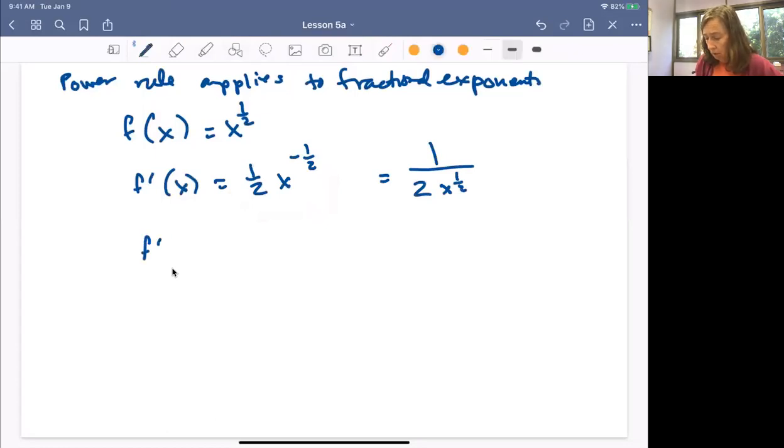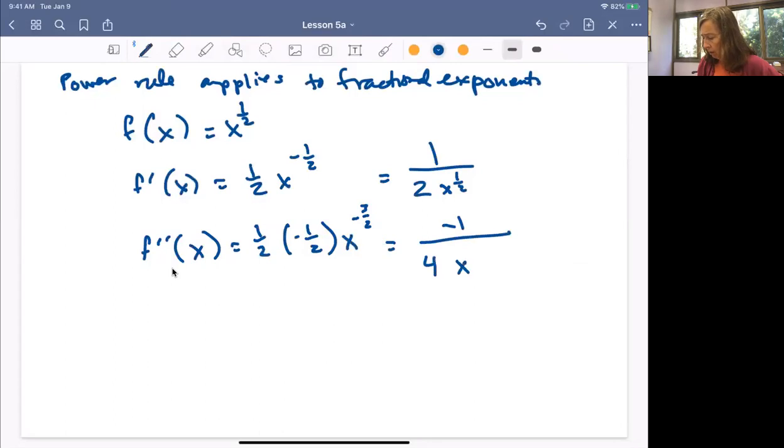So taking one more derivative there. The second derivative, I've got my constant 1/2, so let's just keep that. My n now is negative 1/2, so I'm bringing that down, times x to the n minus 1 power. So negative 1/2 minus 1 is x to the negative 3/2 power. That's my second derivative. Again, making it look a little bit simpler, that would give me negative 1 over 4 x to the 3/2 power.